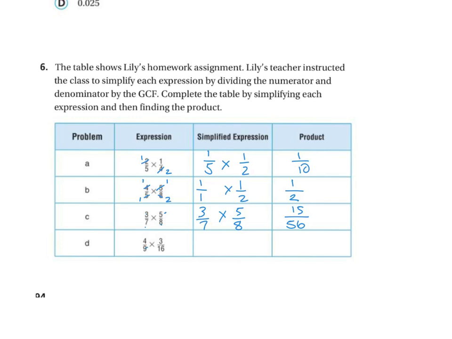Over here, the 9 and the 3 can be cross-canceled using the number 3. 3 goes into 3 one time, 3 goes into 9 3 times. The 4 and the 6 can also be cross-canceled. 4 goes into 4 one time, and 4 goes into 16 4 times. So now I have 1/3 times 1/4. 1 times 1 is 1. 3 times 4 is 12.